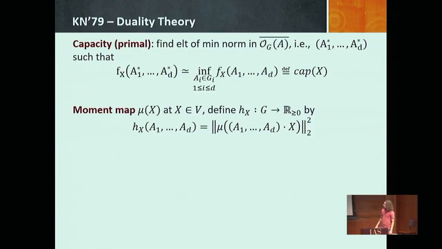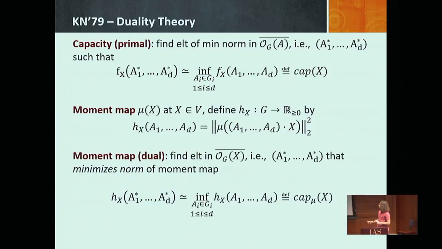And now, as we saw in Ankit's talk and in Michael's talk, we have a dual problem, right? Due to the Kempf-Ness duality, which is look at the moment map. So the dual problem that we're going to look at is the norm of the moment map, okay? So I pick an element X, and for any element g of the group G, I'm going to define the Hx of g as the norm of the moment map evaluated at gx, okay?